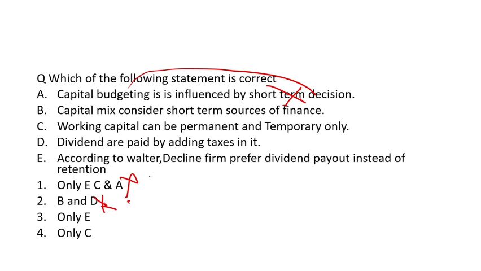Arre bhai, net and gross working capital also exist. Net and gross working capital also exists. It has been written only, so this statement also becomes incorrect. So only C will be incorrect. So your right answer will be option number only E.